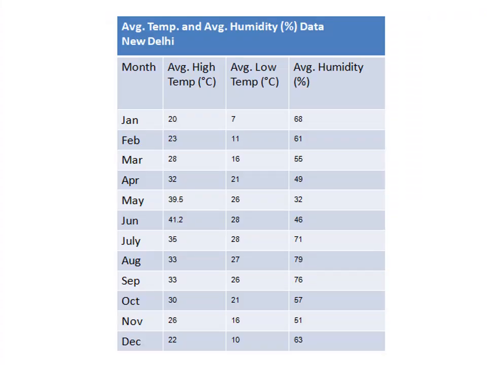Given is data of average humidity, average high temperature, and average low temperature of Delhi. We are going to plot various plots related to the average temperatures and humidity for various months throughout the year on various types of graphs, and we will come to the concept of plotting using XY graph using this data.